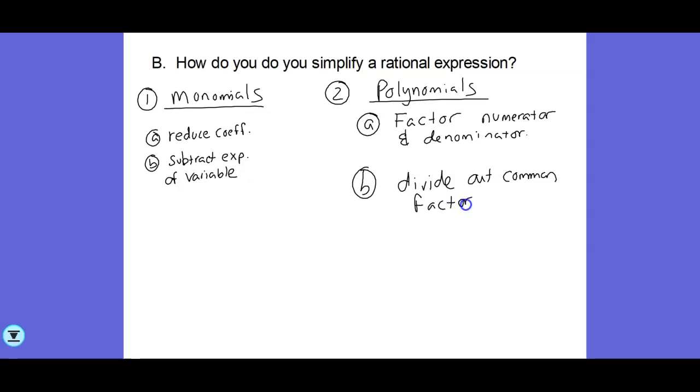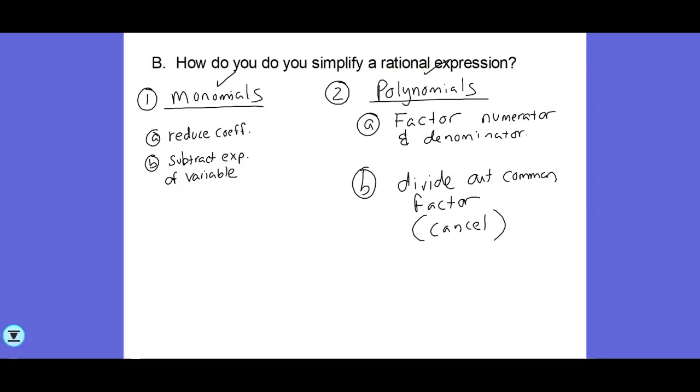Now, I'm just going to say that briefly from now on as cancel. Okay, so that's basically what it's going to be. So when you're dealing with a polynomial, you need to factor first and cancel. So we have two different ways we're going to approach this. We have monomials, we have polynomials. For monomials, reduce the coefficients, subtract the exponents. Boom. For polynomials, it's factor and cancel.